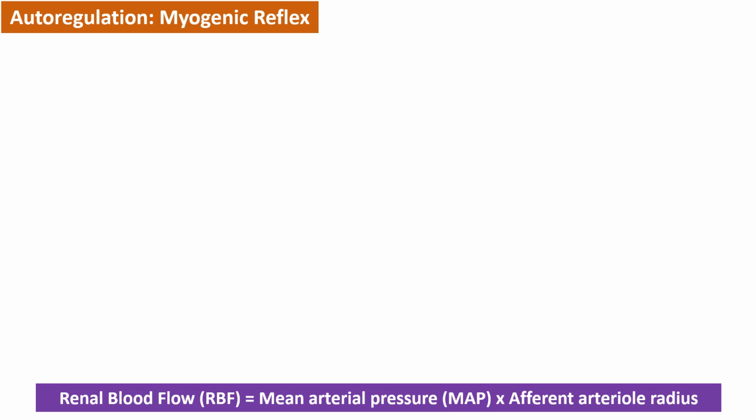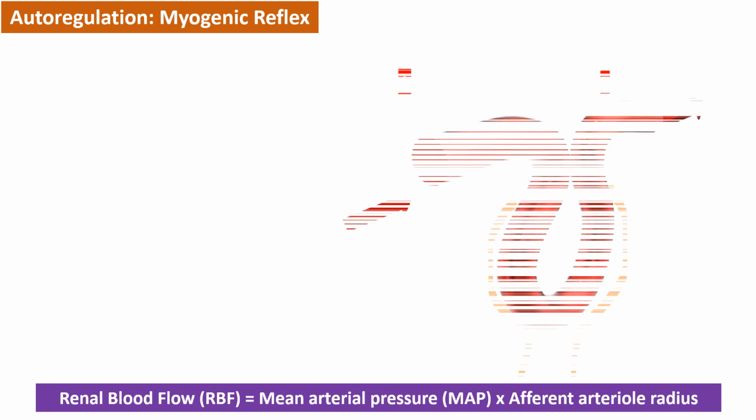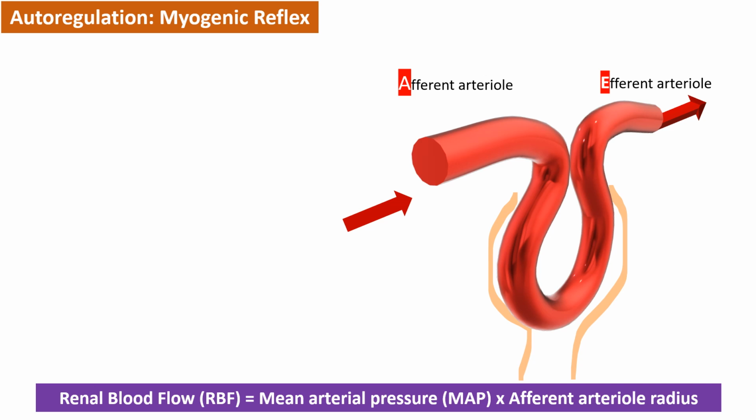This should make sense because the greater the systemic blood pressure, or MAP, the bigger the radius of the afferent arteriole, the greater the blood flow into the glomerulus. So now what is a myogenic reflex? Here we have the afferent arteriole going into the glomerulus and leaving it as the efferent arteriole. What happens if there is very high blood pressure sending high blood flow into the glomerulus? This would expand the glomerular capillary bed and increase glomerular filtration.